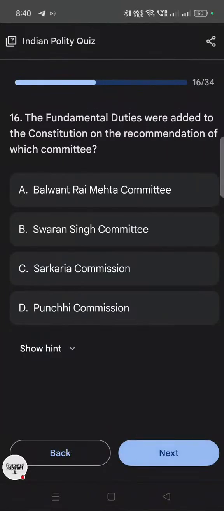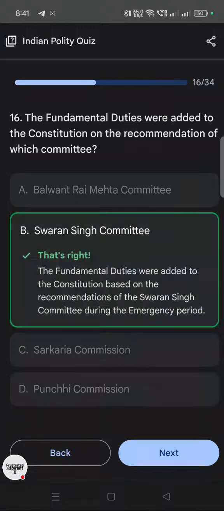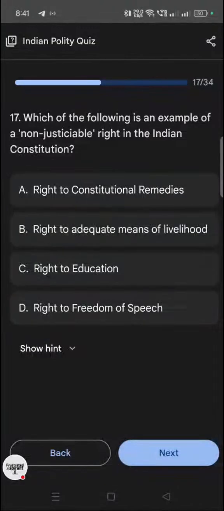Okay. The Fundamental Duties were added to the Constitution on the recommendation of which committee? Fundamental Duties were added to the Constitution based on the recommendation of the Swaran Singh Committee during this period.